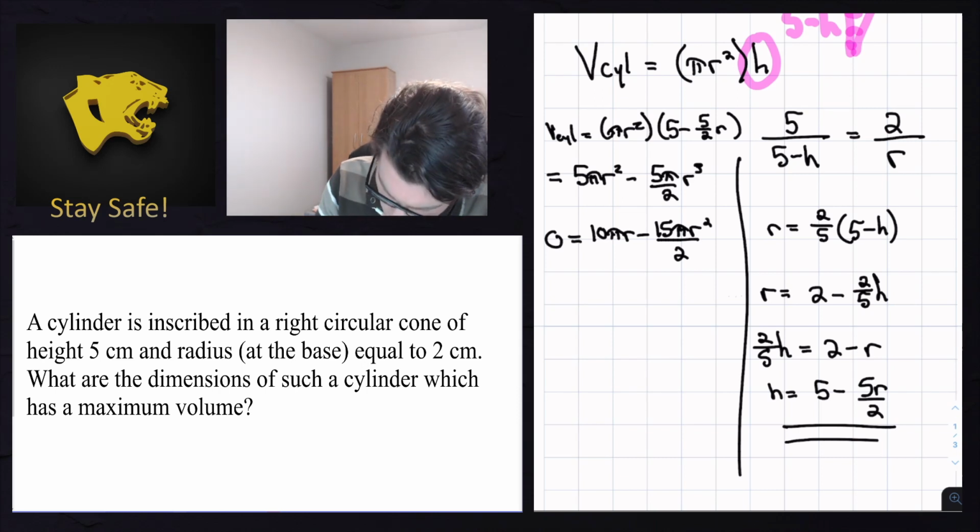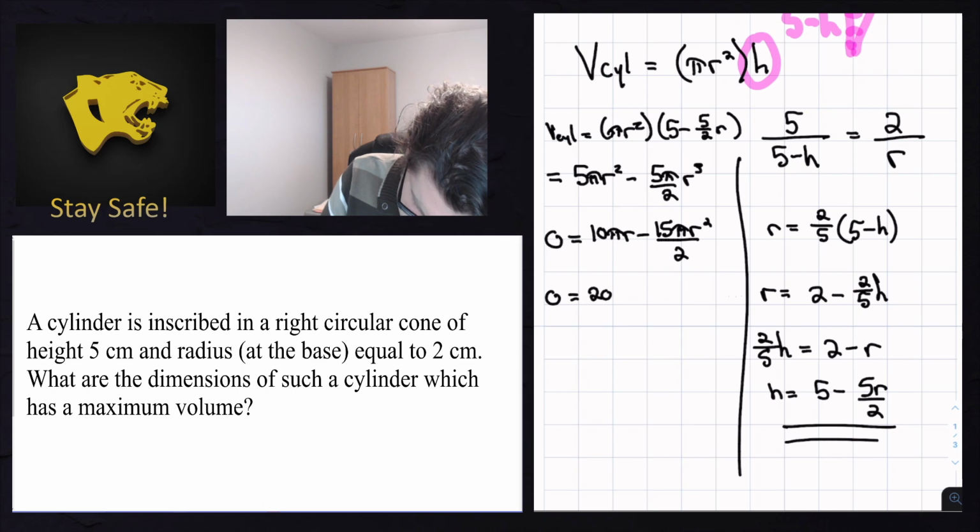So what we have now is something that actually factors reasonably well. I'm going to multiply everything by 2 first, and so I'll get 20 pi r minus 15 pi r squared. We have a 5 and a pi that can be factored out of everything.